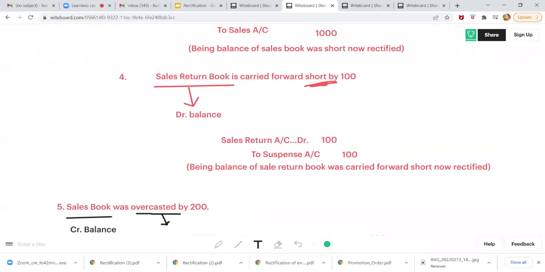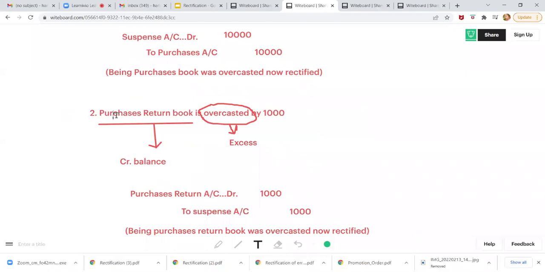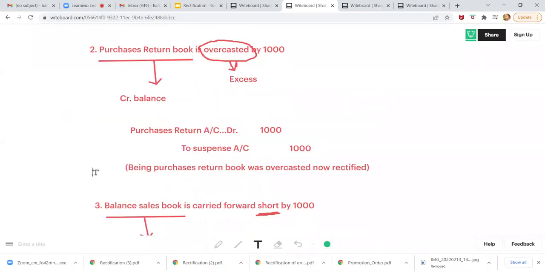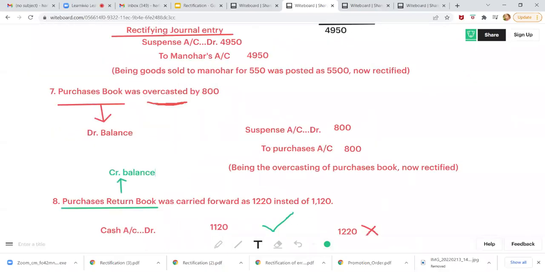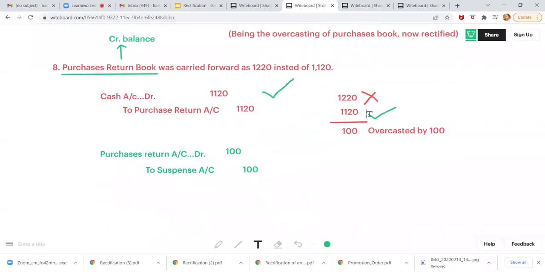You can see here that purchase return book has the credit balance, right? But this is an excess amount of 100 rupees. So to nullify this effect, we have to do the opposite thing, that we have to debit the credit amount to nullify this effect. So we will debit the purchases return account, right? And we have to create here suspense account to identify this error in future.